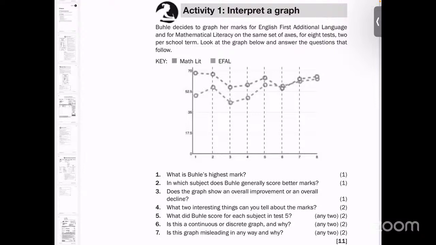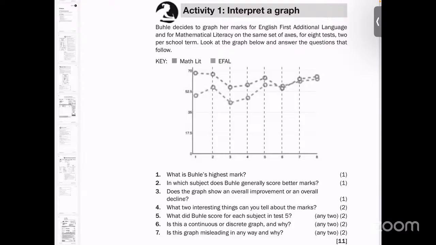Boutle decides to graph her marks for English first additional language and for mathematical literacy on the same set of axes, which means on the same vertical and horizontal line. When they talk about the axes, they mean the x-axis and the vertical axis being the y-axis. So this honorable member, Boutle, decides to graph her marks for English first additional language and for mathematical literacy on the same set of axes for 8 tests. So let's try and count those dots to see if they are going to be 8. 1, 2, 3, 4, 5, 6, 7, 8. Okay, now it makes sense.